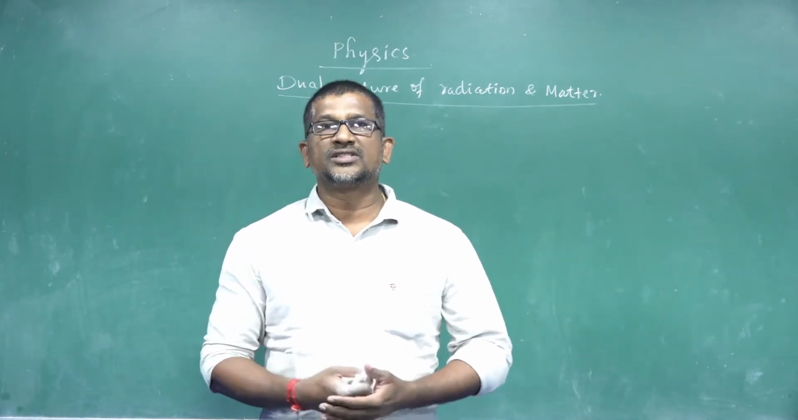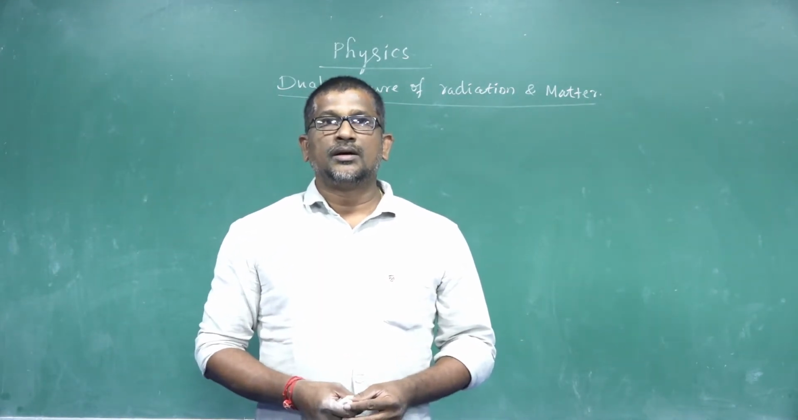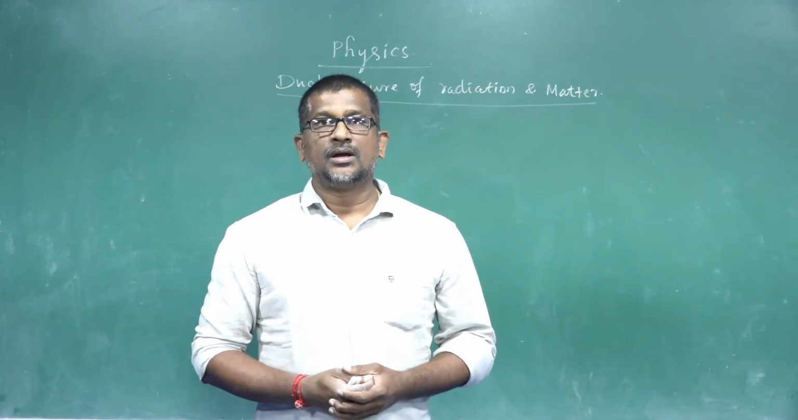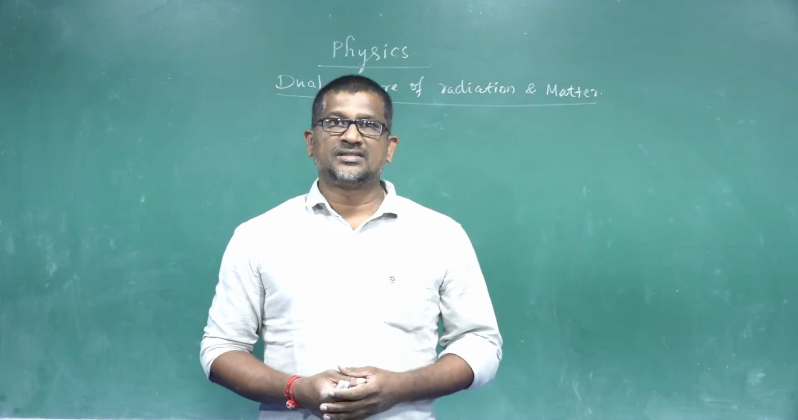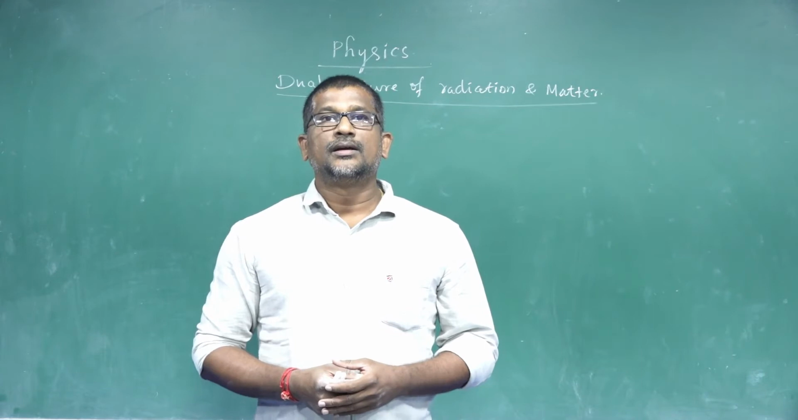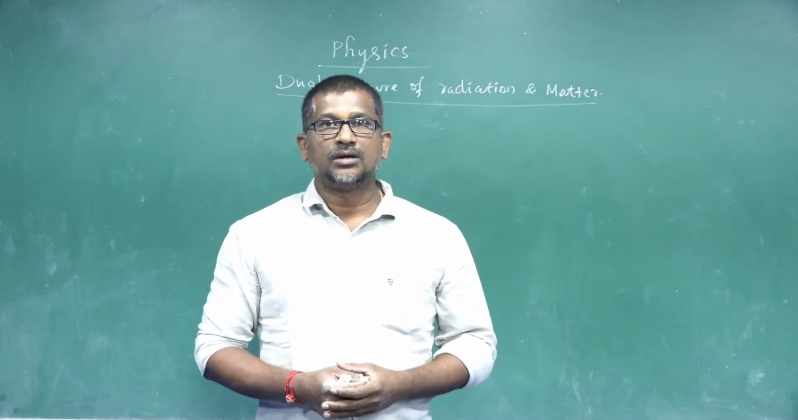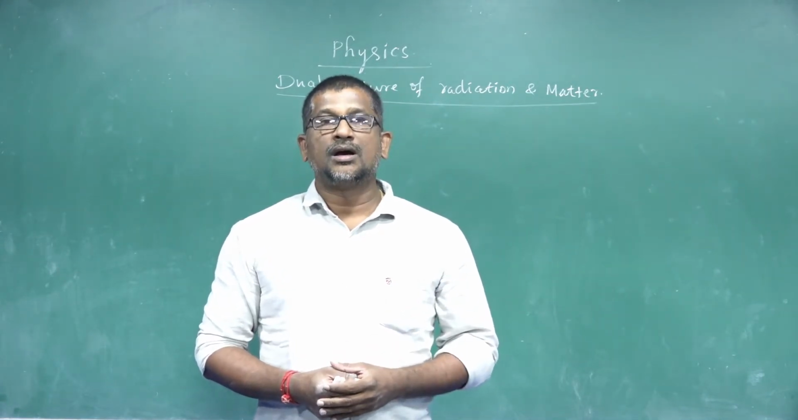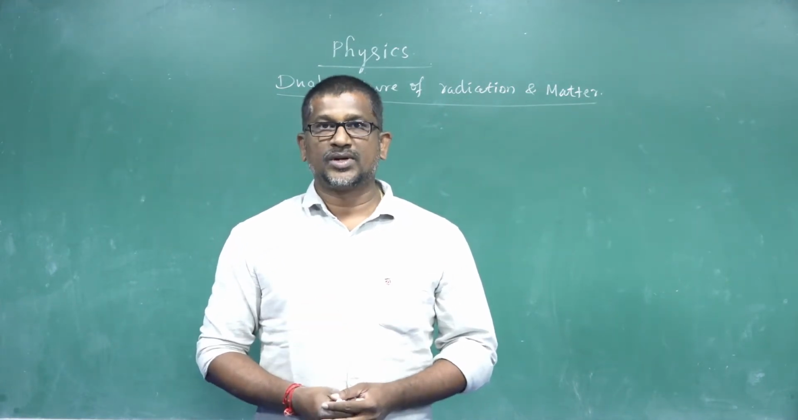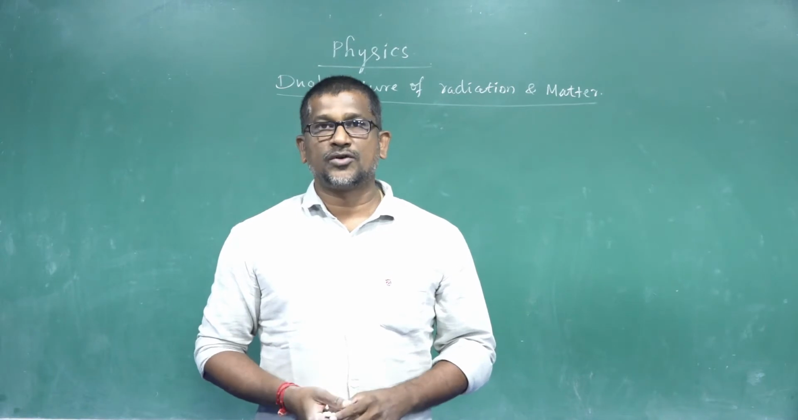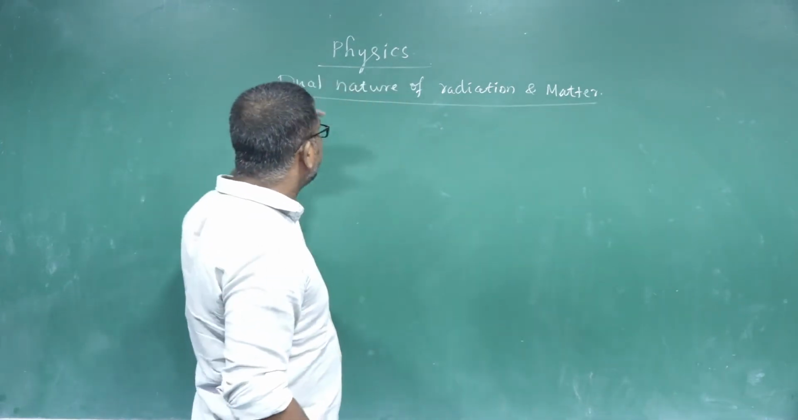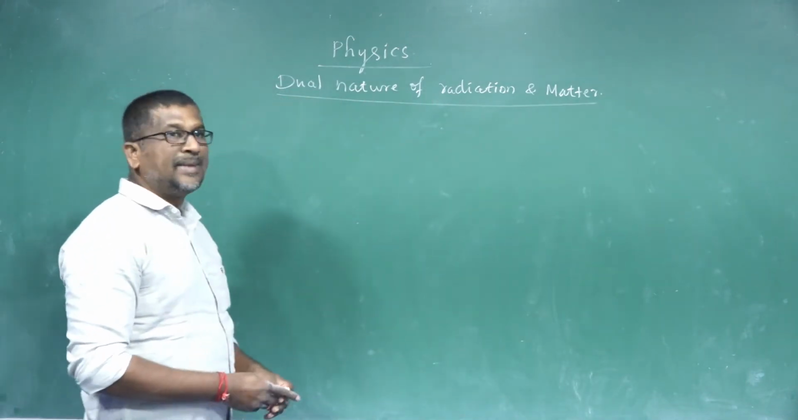Today we are going to discuss the particle nature of light explained by Einstein. Next, the characteristic properties of photons. Then the explanation of the photoelectric effect on the basis of the quantum theory of light by Einstein, right? From the chapter Dual Nature of Radiation and Matter. The chapter name is Dual Nature of Radiation and Matter.